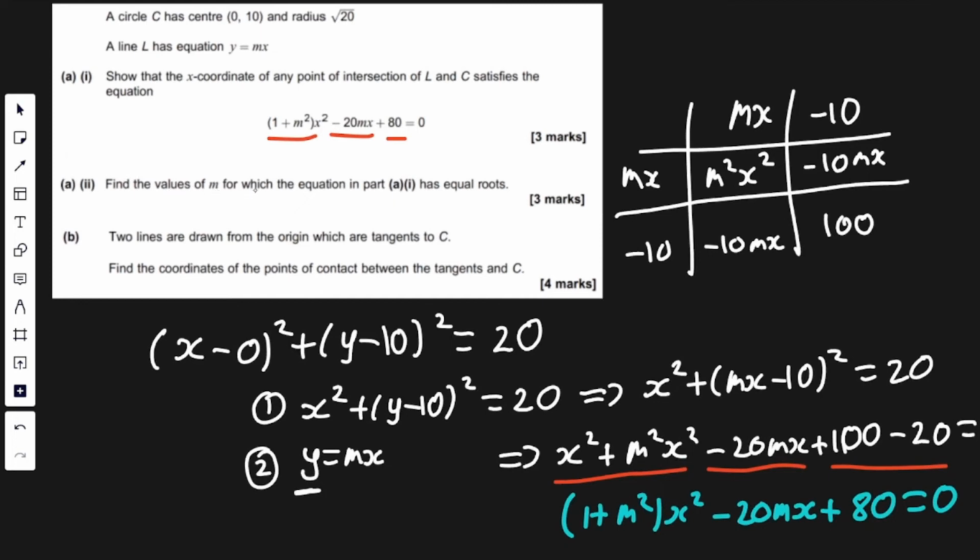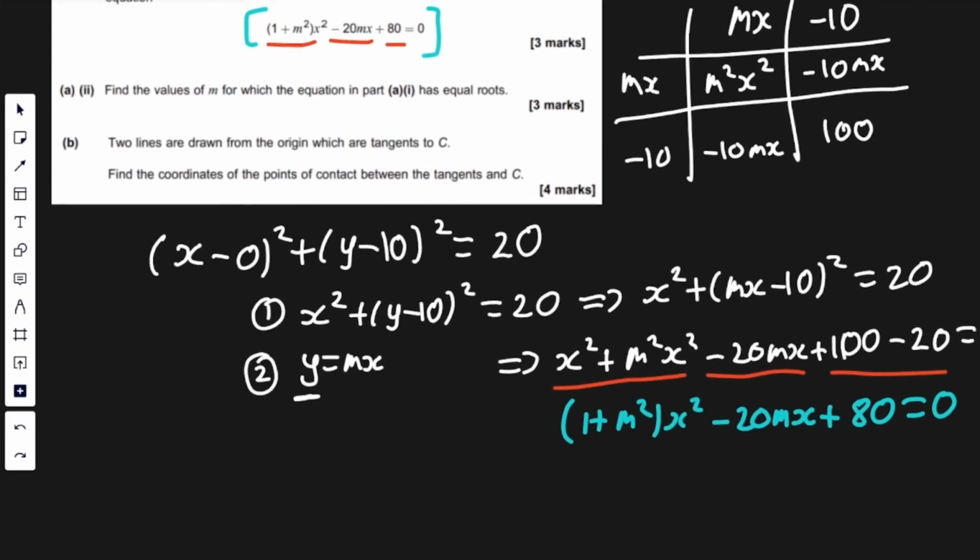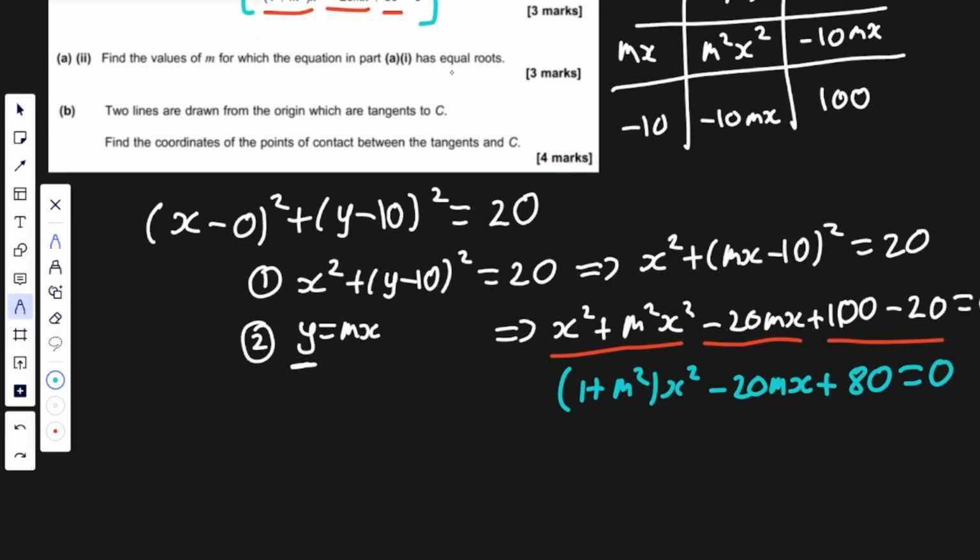Part ii, find the values of m for which the equation in part i has equal roots. Okay, now bear in mind this is a show that problem, so if you couldn't do the first part, still have a go at the second part, because it's a show that, you've been given the equation that is needed for the second part. You're still able to do the second part, and the second part is a completely different topic. Now when they say equal roots, what this is saying is discriminant. It's a massive trigger word that says discriminant test.